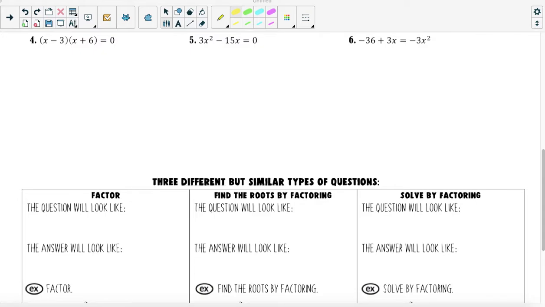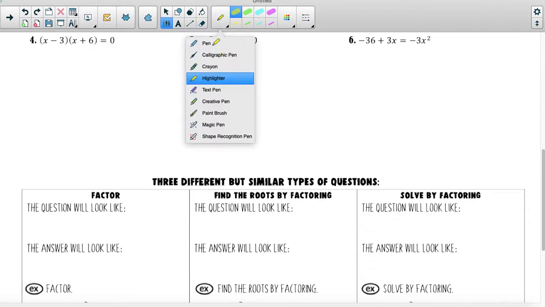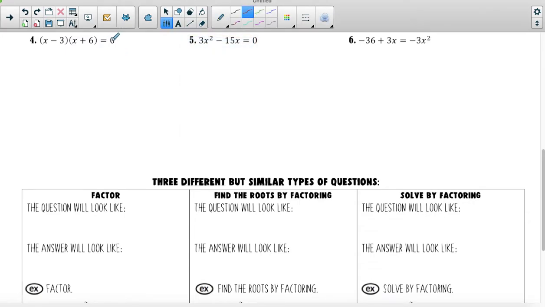This video is on solving quadratic equations. We are going to solve these quadratic equations by factoring, and then use the zero product property. So in question 4, we see that we have a quadratic. It is set equal to 0. That means that we can factor this and then solve it.